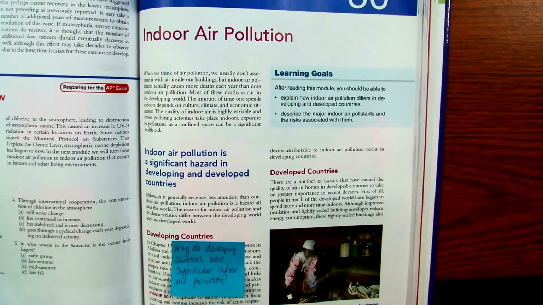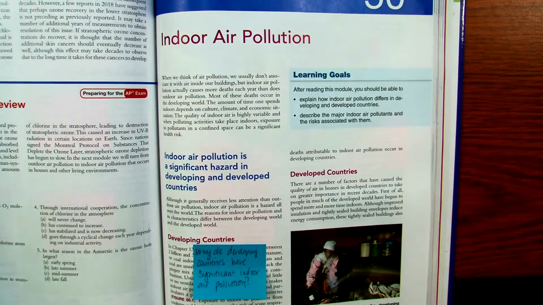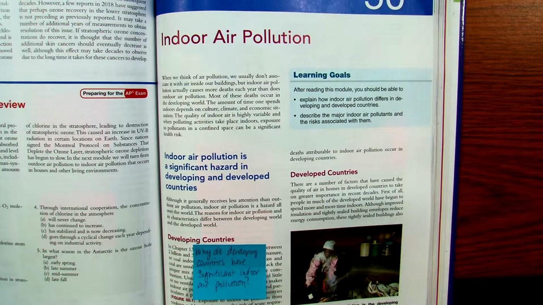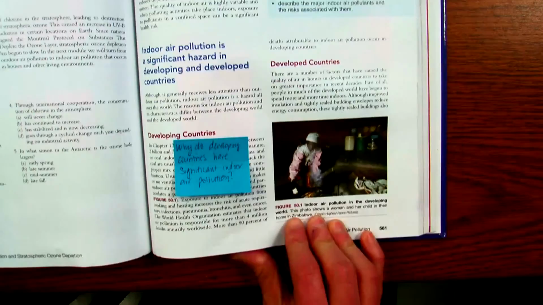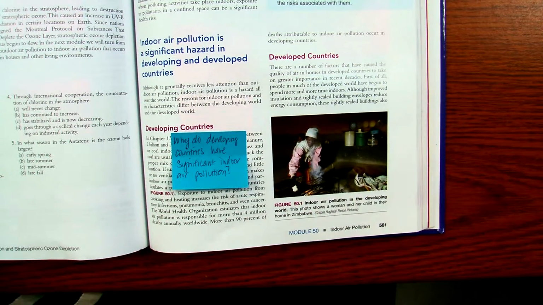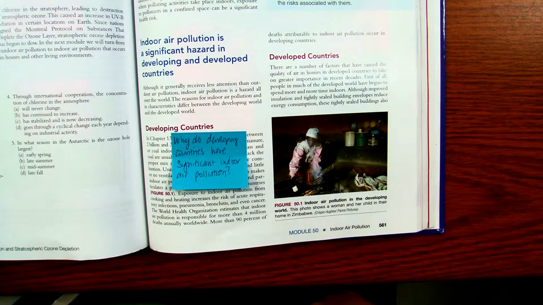So this is M50, which is indoor air pollution, and this can be a significant problem. We talk about outdoor air pollution, smog, and particulates in the air, but indoor air pollution can be just as bad, especially in developing countries. Think about where they get their energy from, how they cook. They probably have pretty poor ventilation in these circumstances. So our first question is, why do developing countries have significant indoor air pollution?